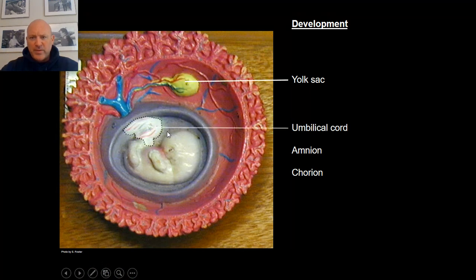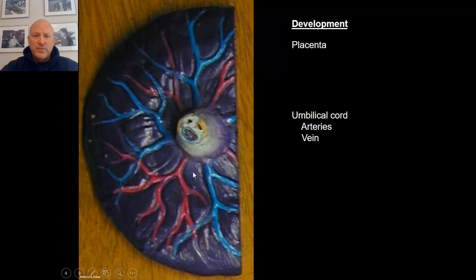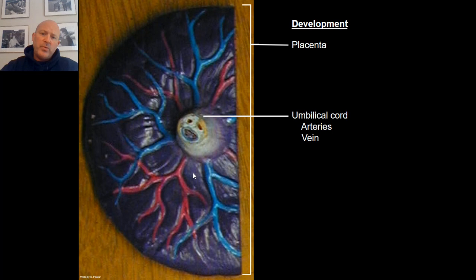Now we see the umbilical cord, the amnion, the chorion. We see nice development of chorionic villi, the yolk sac, producing blood cells until bone marrow is present. We see the placenta, the amniotic sac, clear mucus plug, cervix. We could see, if we look through the umbilical cord, arteries, 2 arteries, 1 vein. All right, so that's that.